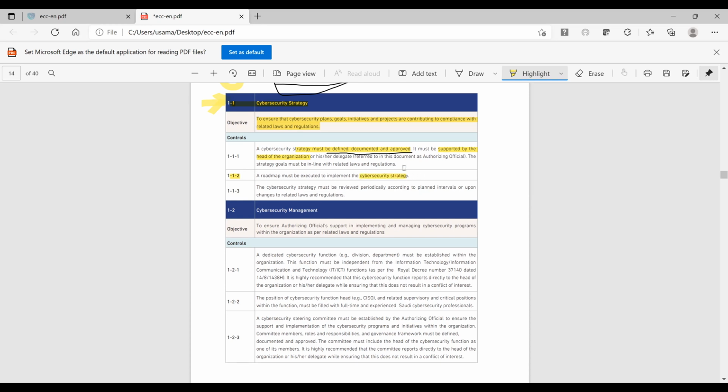Yes, this is very important. Why? It is not enough to have a policy. It is not enough to say that I have a security policy or a strategy and it is already published over the internet. This is not enough. This will not do anything. But you must have a plan to implement this policy. Otherwise, you will not be able to comply with the NCA or any other regulation.